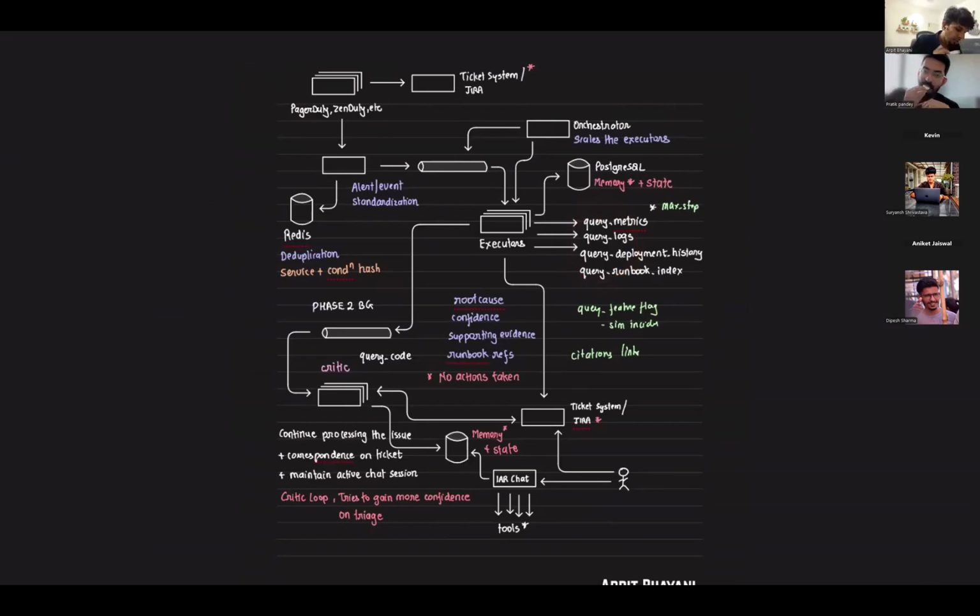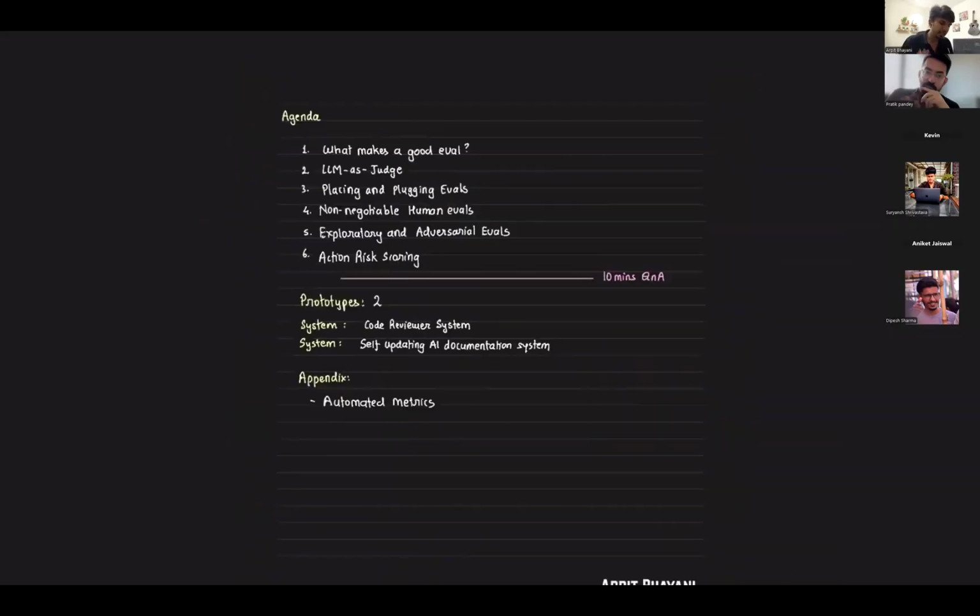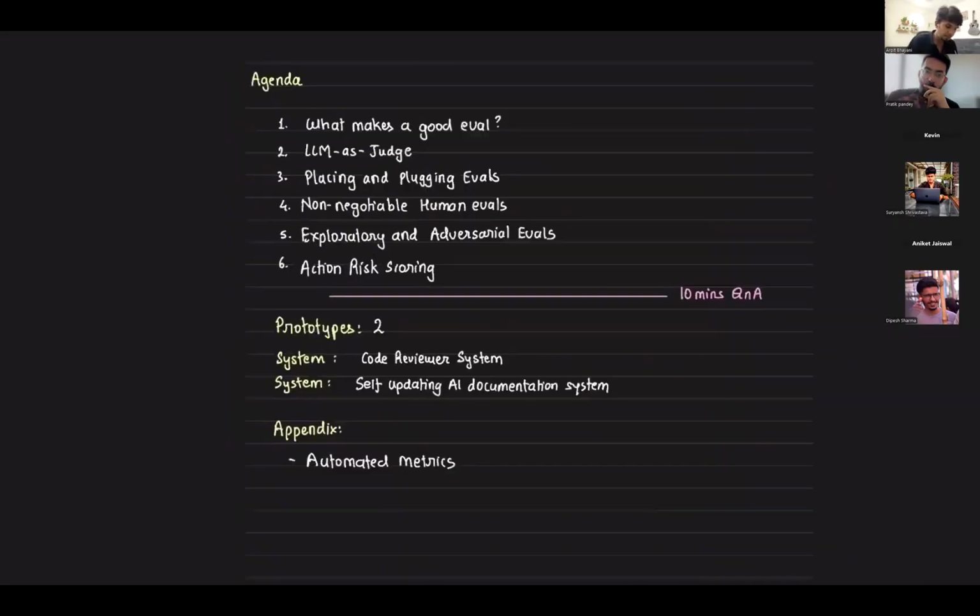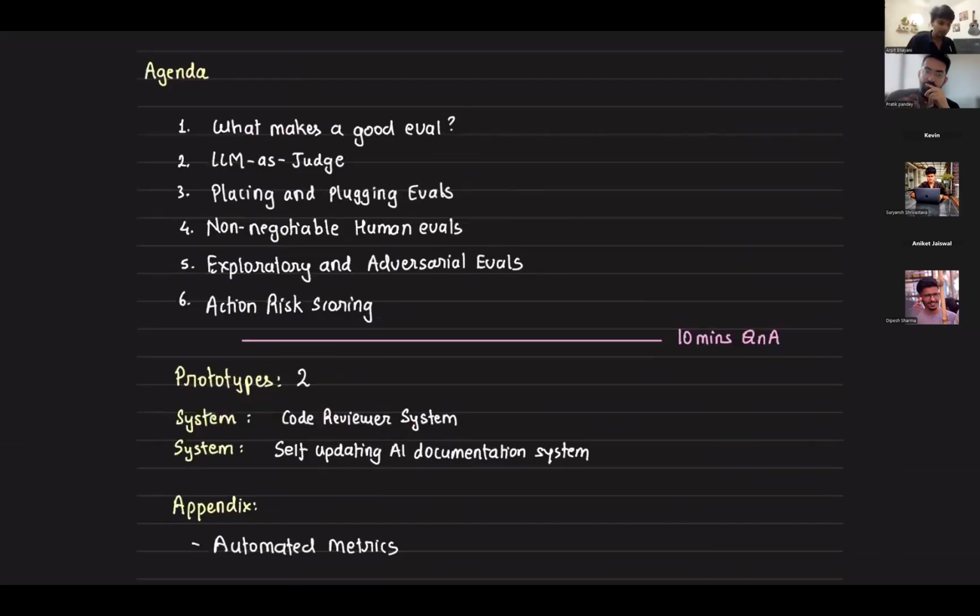Next week, Saturday, evals. But now it will be system design heavy, where we design two systems. First is a code reviewer. Everybody is kind of doing that. And a self-updating AI documentation system, which identifies doc drift between your docs and your API, where it gets updated. It fixes the drift, gives it a structure, etc. How to design it.